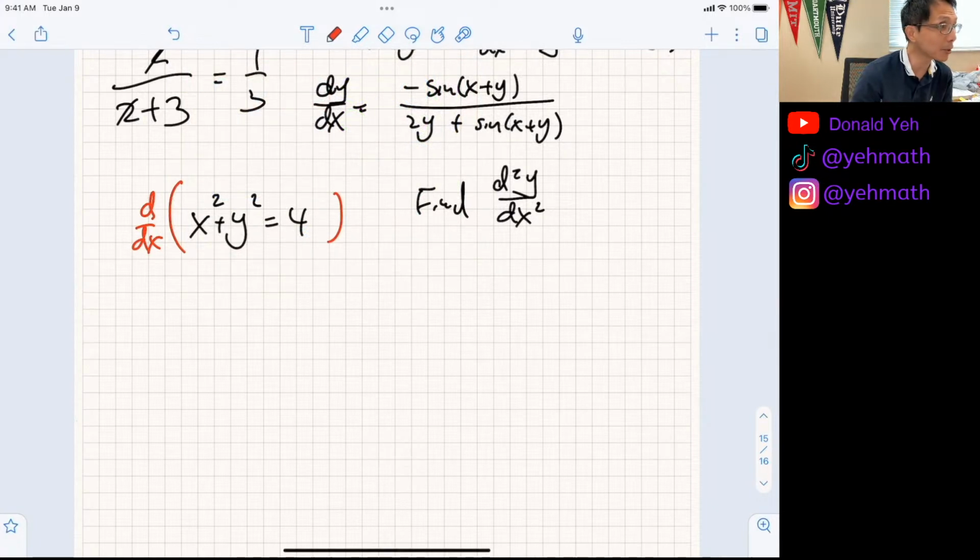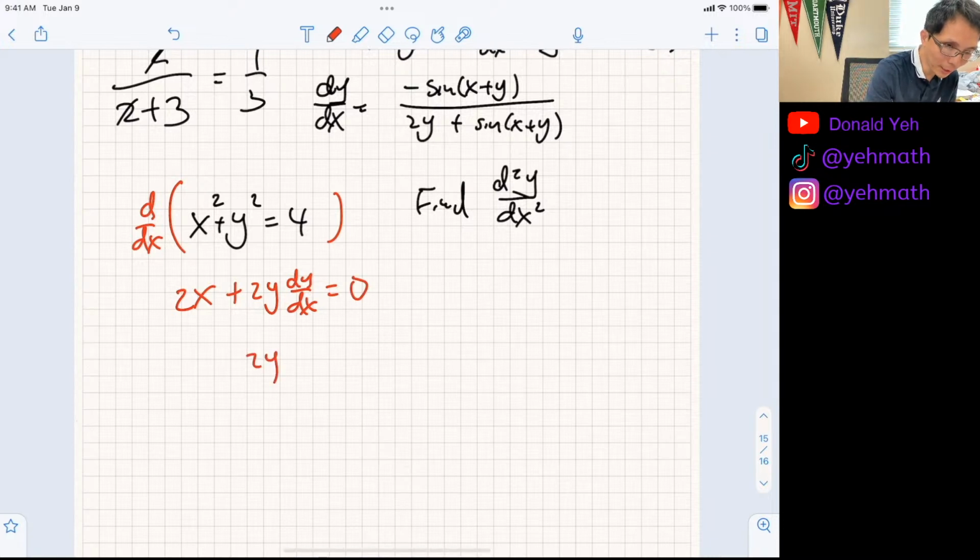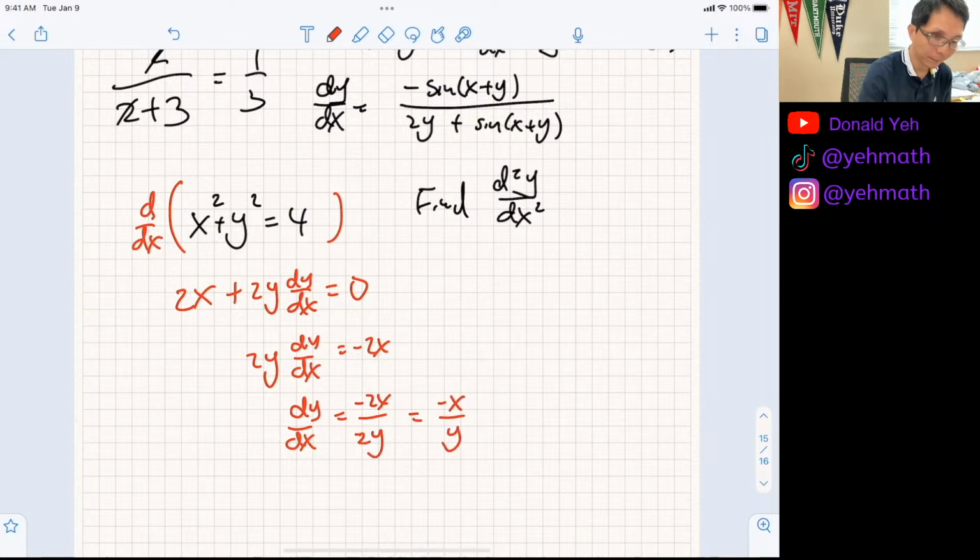If I take a derivative of x squared, what am I going to get? What's the derivative of y squared? dy dx is equal to what? 0, 0, 0. Good. So moving 2x to the other side. Divided over. That's a first derivative. I got a first derivative, pretty easy.